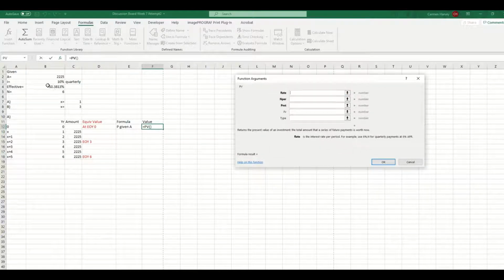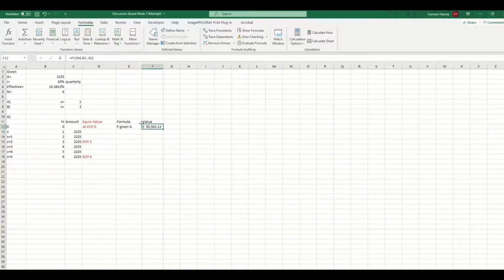We're going to use this effective interest rate here for rate, and for N per, we're going to use 6 because it's a total of 6 at that point. And then we're going to make sure that we use this value up here for A, but we're going to make it negative. Okay, so that's the value at the end of year 0.